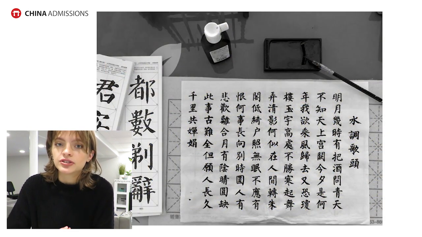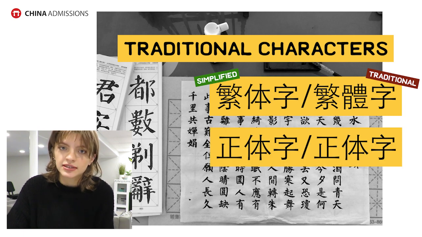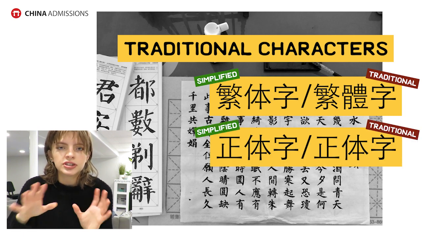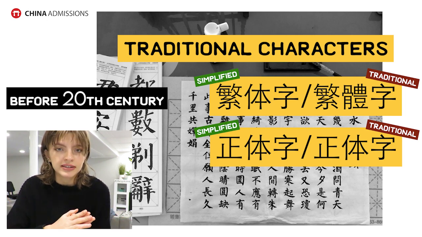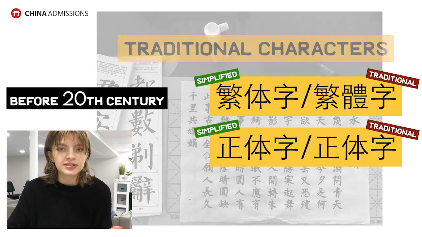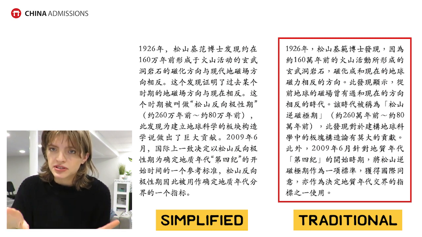These characters are known as traditional characters, 繁体字 or 正体字 in Chinese. So if you learned Chinese at any time before the 20th century, you would be learning 繁体字, traditional Chinese characters that look like this. Kind of complicated and different than what we're used to seeing.